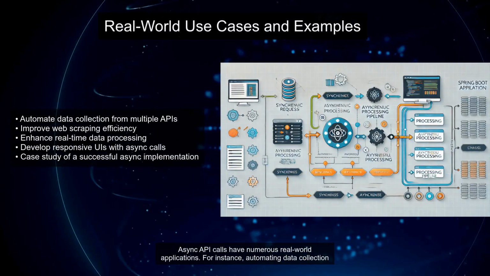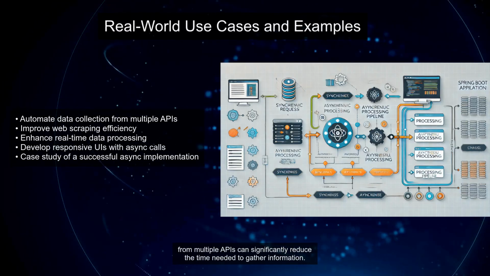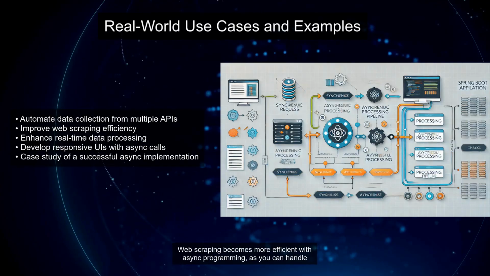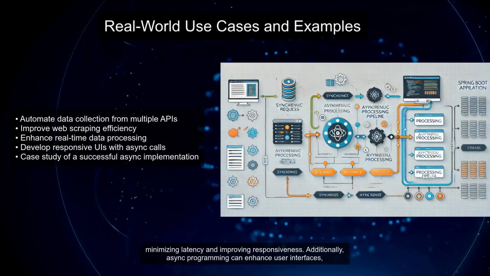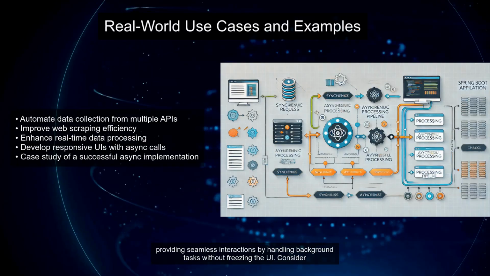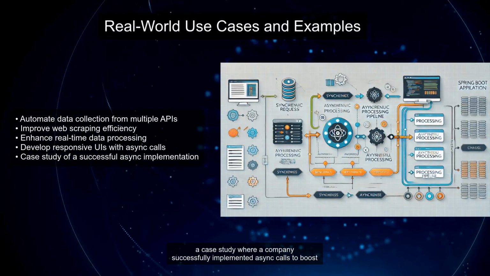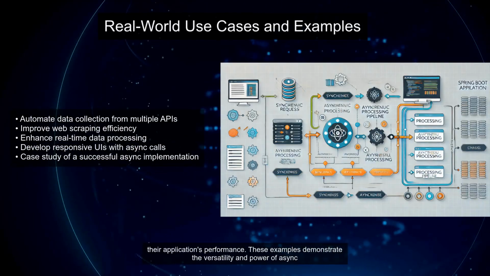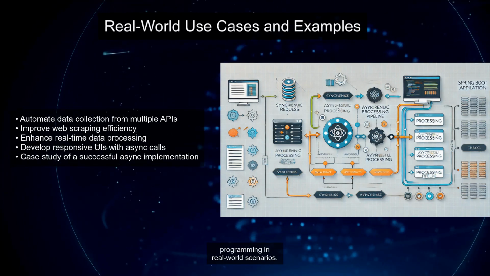Async API calls have numerous real-world applications. For instance, automating data collection from multiple APIs can significantly reduce the time needed to gather information. Web scraping becomes more efficient with async programming, as you can handle multiple requests concurrently. Real-time data processing applications benefit from async calls by minimizing latency and improving responsiveness. Additionally, async programming can enhance user interfaces, providing seamless interactions by handling background tasks without freezing the UI. Consider a case study where a company successfully implemented async calls to boost their application's performance. These examples demonstrate the versatility and power of async programming in real-world scenarios.